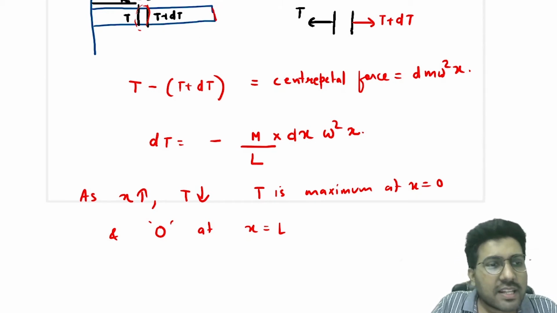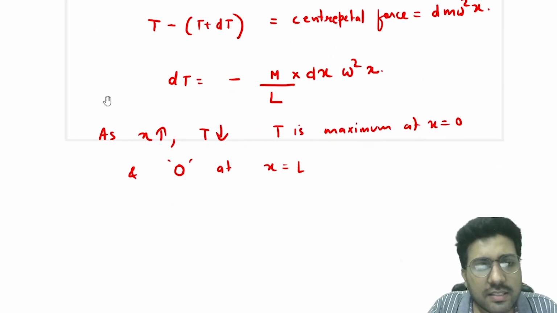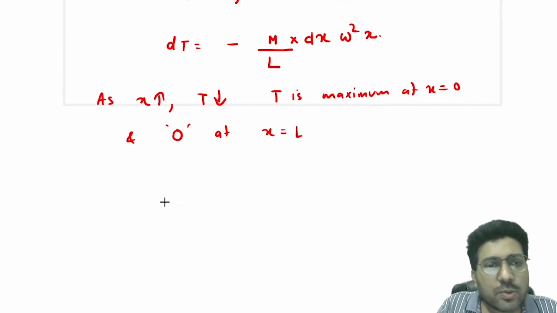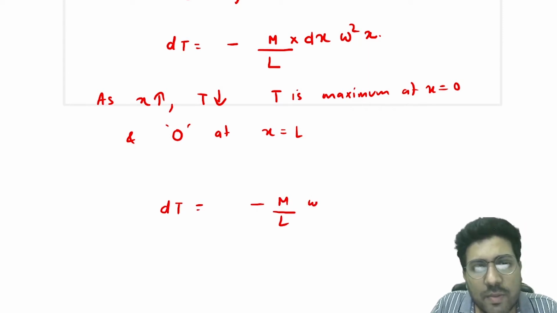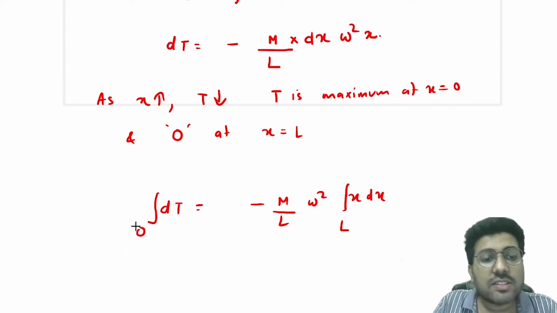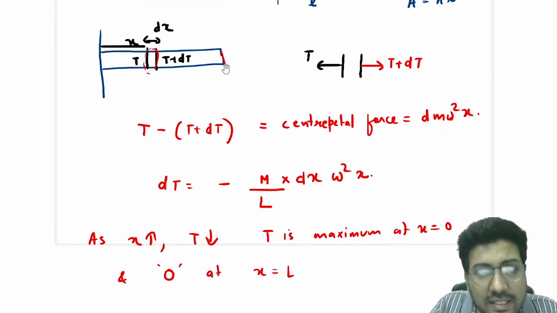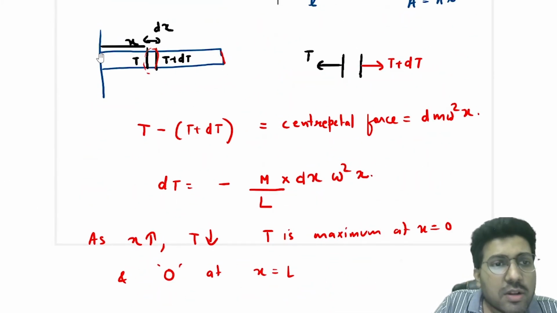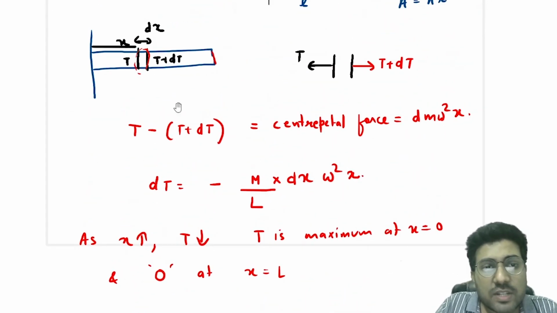So the tension here is 0, that means at x equal to L the tension is 0. So what we will do here is dT is equal to minus m by L omega square x dx. I will integrate this and I will write that at x equal to L the tension is 0. This is very important. See, at x equal to L the tension is 0. At x equal to 0 the tension is maximum, but we don't know the value yet. Okay, so the lower limit that I will put is x equal to L.